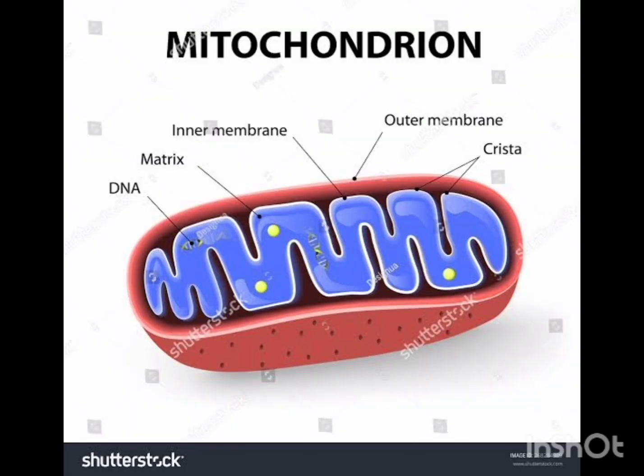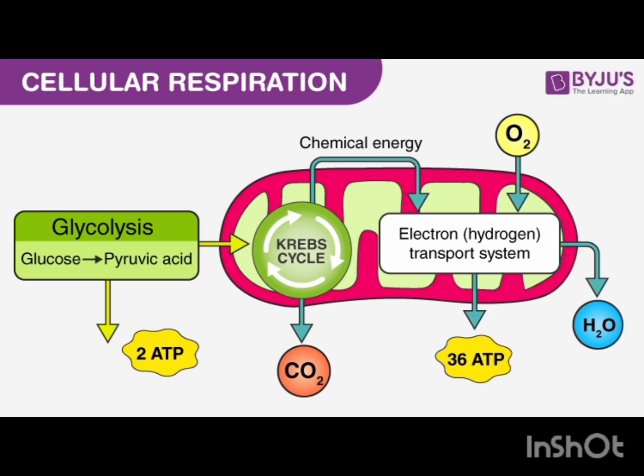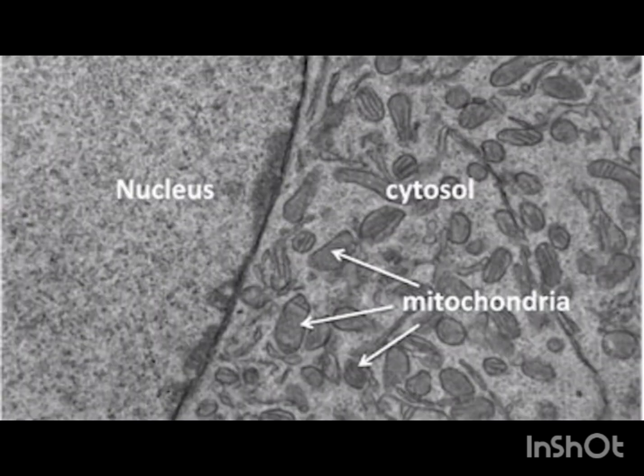What actually is a mitochondria? Mitochondria are double membrane-bound organelles found in almost all eukaryotic cells, and their primary function is to produce ATP, that is adenosine triphosphate. And ATP is the energy currency of the cell. The cell may contain hundreds or even thousands of mitochondria depending upon its energy requirement.